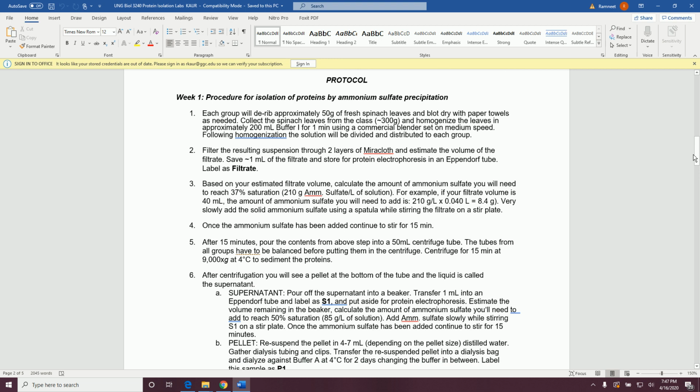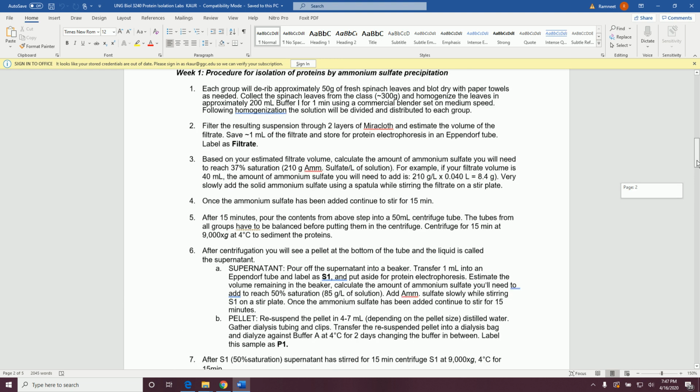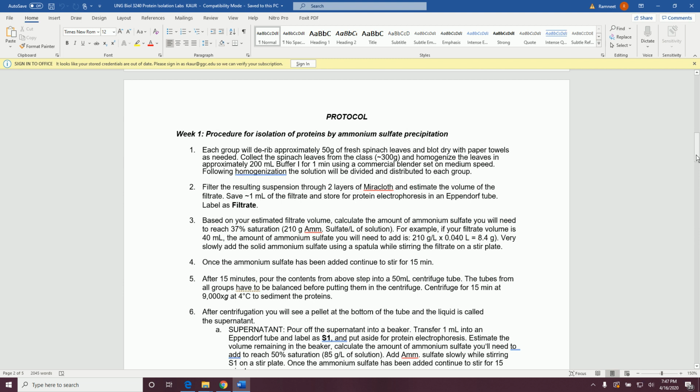So you would have taken these spinach leaves, and every group would have deribbed around 50 grams of the spinach leaves, and then you would have collected the spinach leaves from all the groups, and then you would have blended these leaves in buffer I in the blender, and you would have made a spinach smoothie.